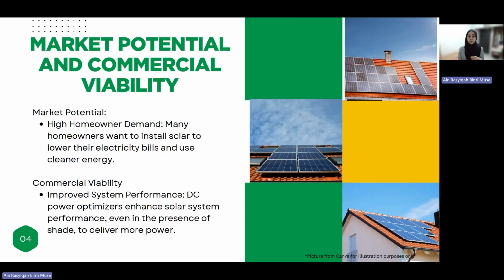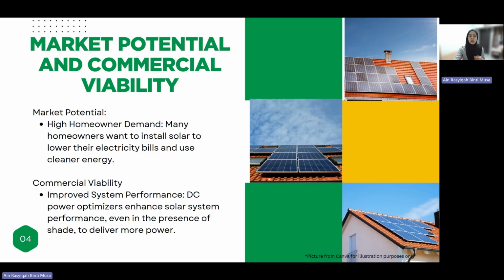And then the next one is the market potential and commercial viability. I will explain both of them. The first one is market potential, which is high homeowner demand, because many homeowners want to install solar to lower their electricity bill and use cleaner energy. The commercial viability is to improve the system performance, because once they know the DC power optimizer can enhance the solar system performance even in the presence of shade, and deliver more power, or the full power.